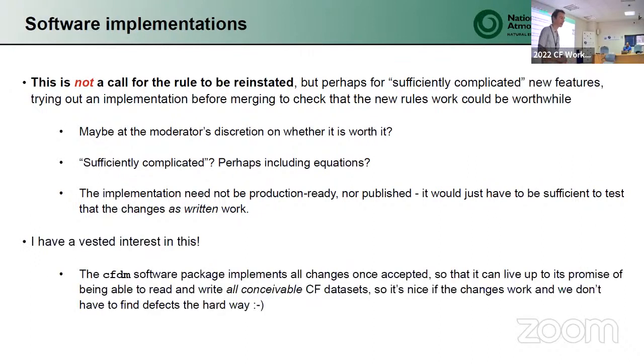And I should say I think I have a slightly vested interest in this. So myself and Sadie Bartholomew, we develop and support the CFDM software package, which is a reference implementation of the CF data model. And we are duty bound to implement all new features as they come, not only so they can be represented in memory, but so we can read them from and write them to files. So it's nice that we don't have to discover this ourselves and then say, well, this doesn't work, and then try and find the people who know why it might not work. So I don't know. From a personal perspective, I would welcome a bit more checking for sufficiently complicated things.